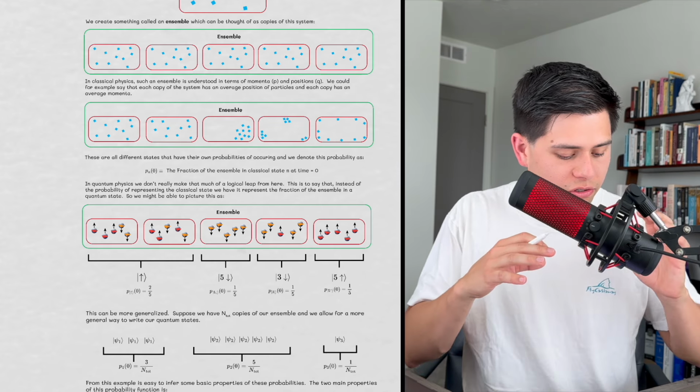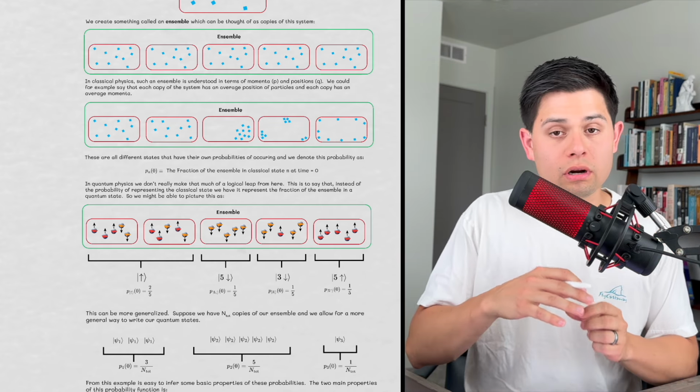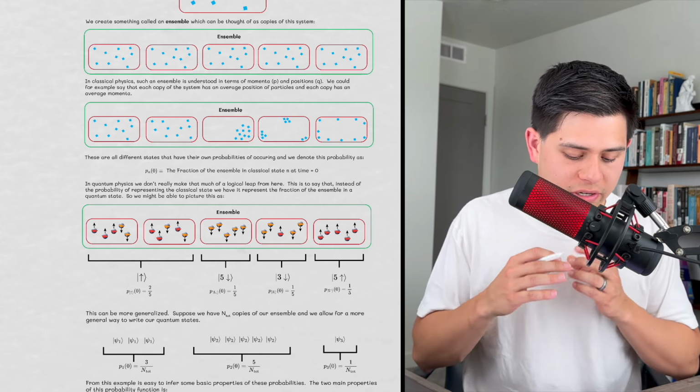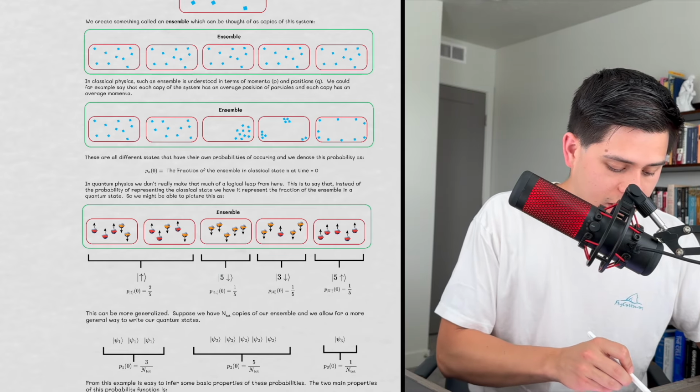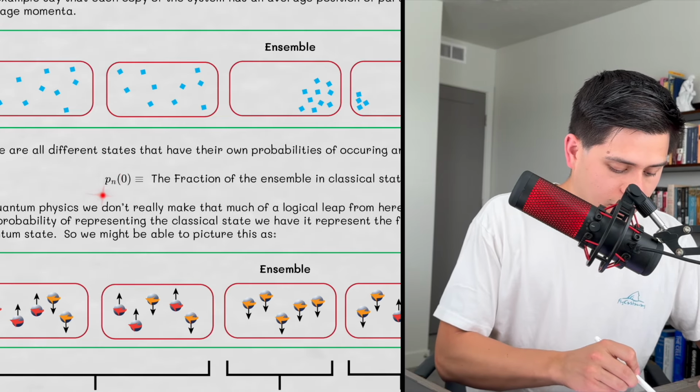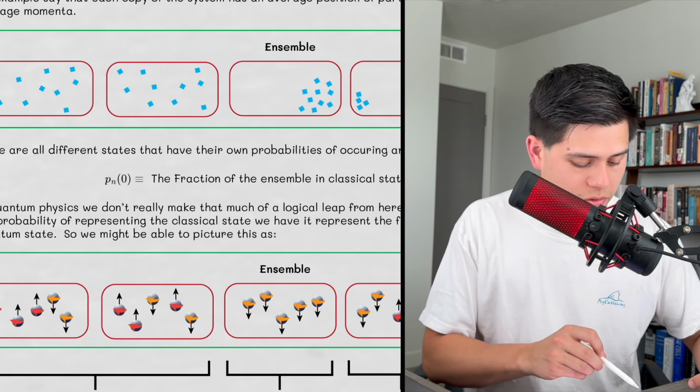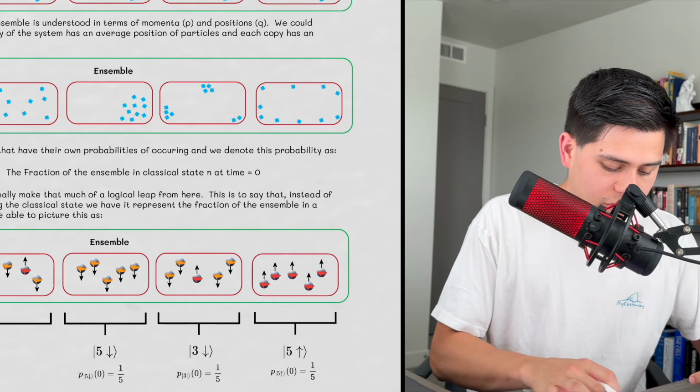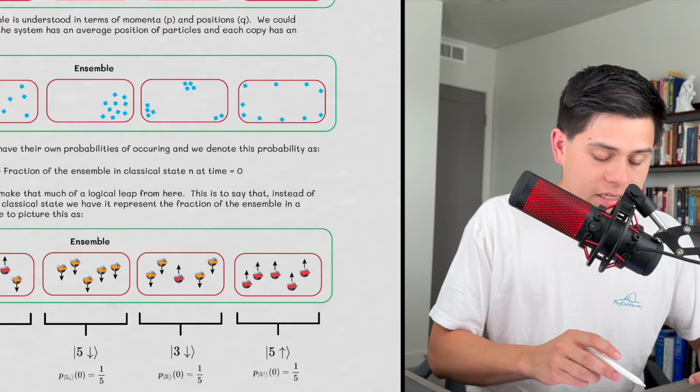Okay, so these are all different states that have their own probabilities of occurring. And we denote this probability simply as P sub n at time equals 0. Okay, and so this is the fraction of the ensemble in the classical state n at time equals 0.